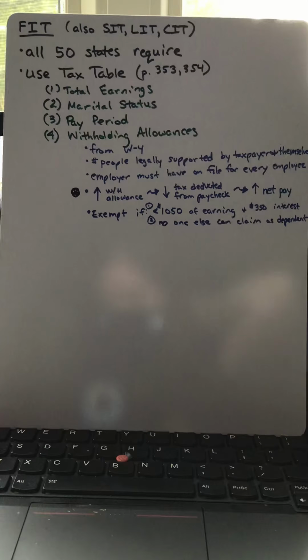The employer has to have this on file for every employee, so the day you start your job, you tend to fill out this form and you may not even know it. So they have to have one on file for you.